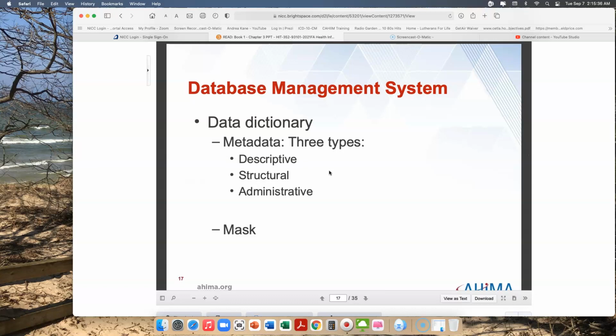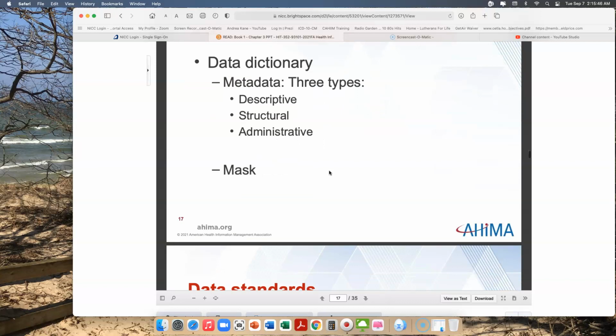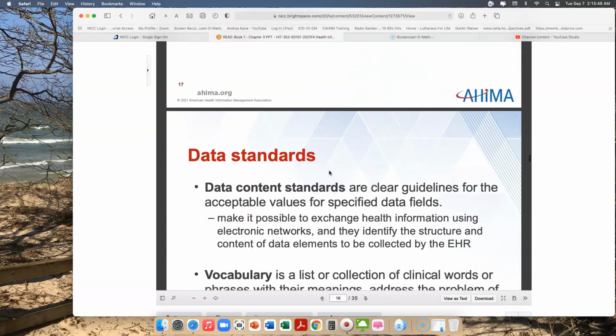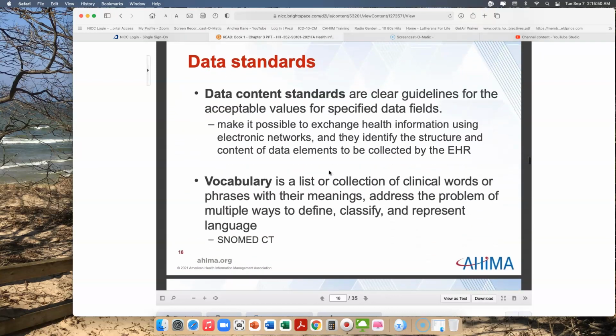Within a data dictionary, you're collecting metadata, and there's three types of metadata: descriptive, structural, and administrative. And again, I'm going to refer you back to your book for those. There's also such a thing as a mask, and your book will explain that better than I possibly could.